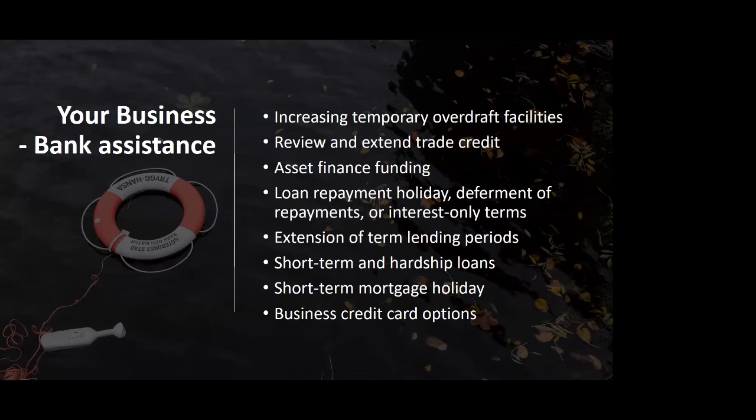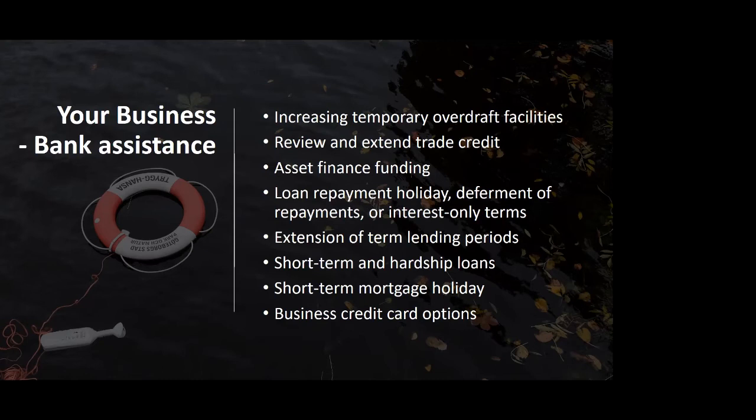There's a number of ways the banks can help you. Look at increasing your temporary overdraft facilities, reviewing and extending any terms of trade credit facilities, asset funding facilities, loan repayment holidays. Most of the banks are offering those right now. My understanding is the CBA has automatically applied 3-month deferrals to all of theirs. NAB, ANZ and Westpac, you need to apply, but you can apply for up to 6-month deferrals.